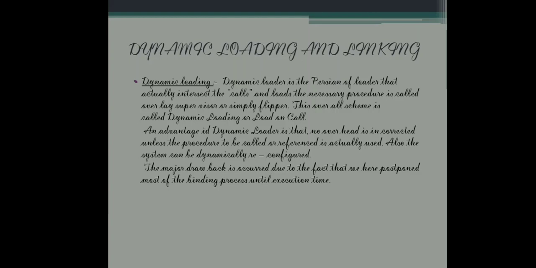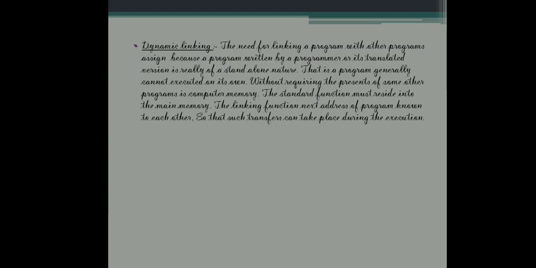Next, dynamic linking. A program written by the programmer or its translated version is really of a standalone nature, that is, a program generally cannot execute on its own without requiring the presence of some other programs in computer memory. The standard functions must reside in the main memory. The linking function makes the addresses of programs known to each other so that such transfers can take place during the execution.